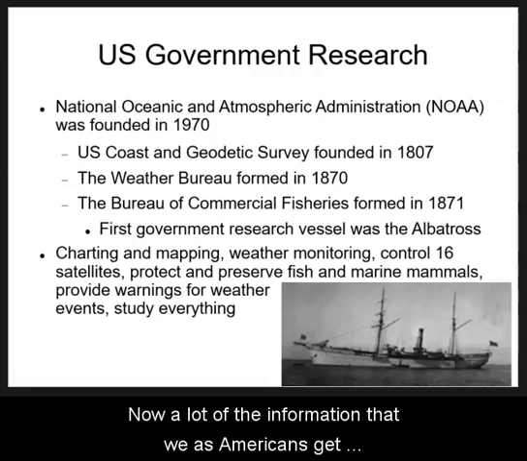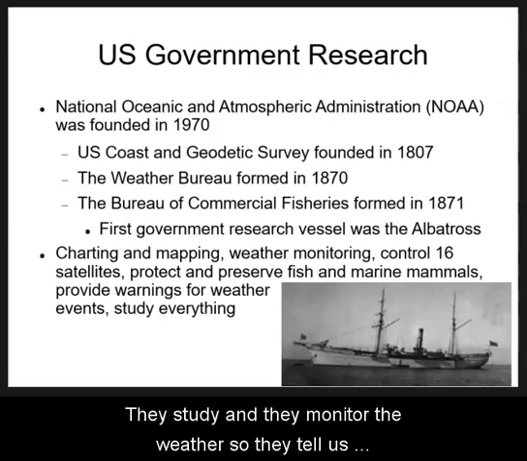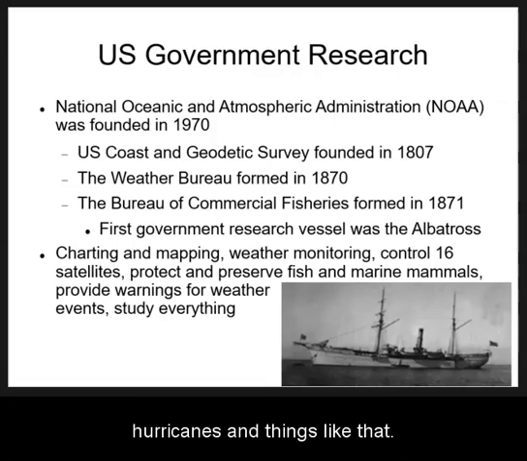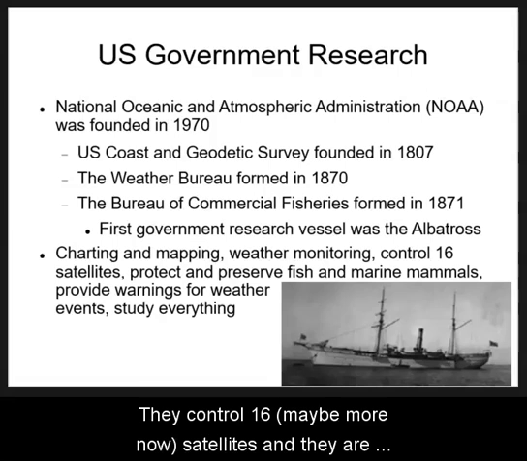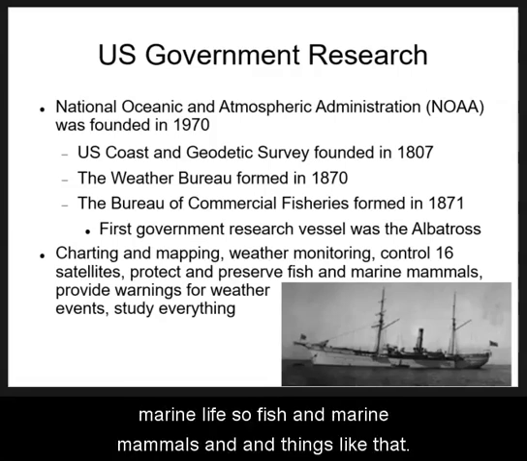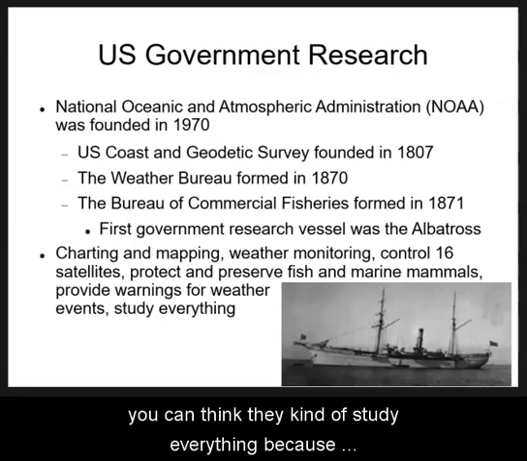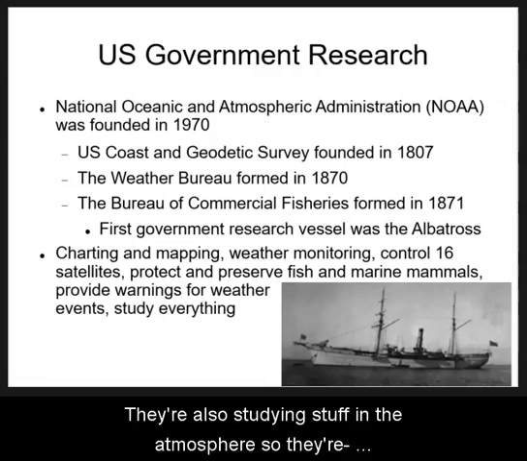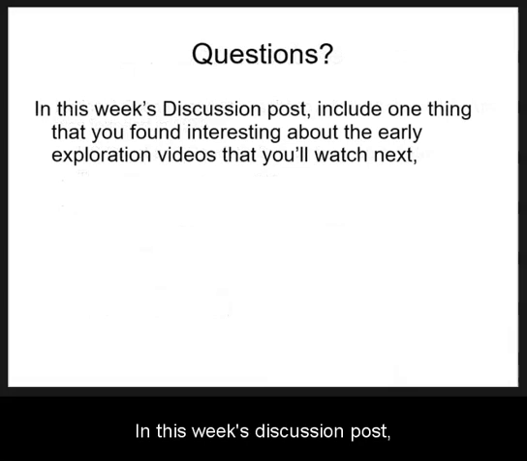A lot of the information that we as Americans get actually comes from scientists at NOAA. They monitor the weather, so they tell us when we're having crazy weather events or hurricanes. They are also in charge of charting and mapping. They control 16, maybe more now, satellites, and they are also in charge of preserving and protecting marine life, like fish and marine mammals. So basically, you can think of them as studying everything, because they're not just studying the ocean, they're also studying the atmosphere. They study a lot.